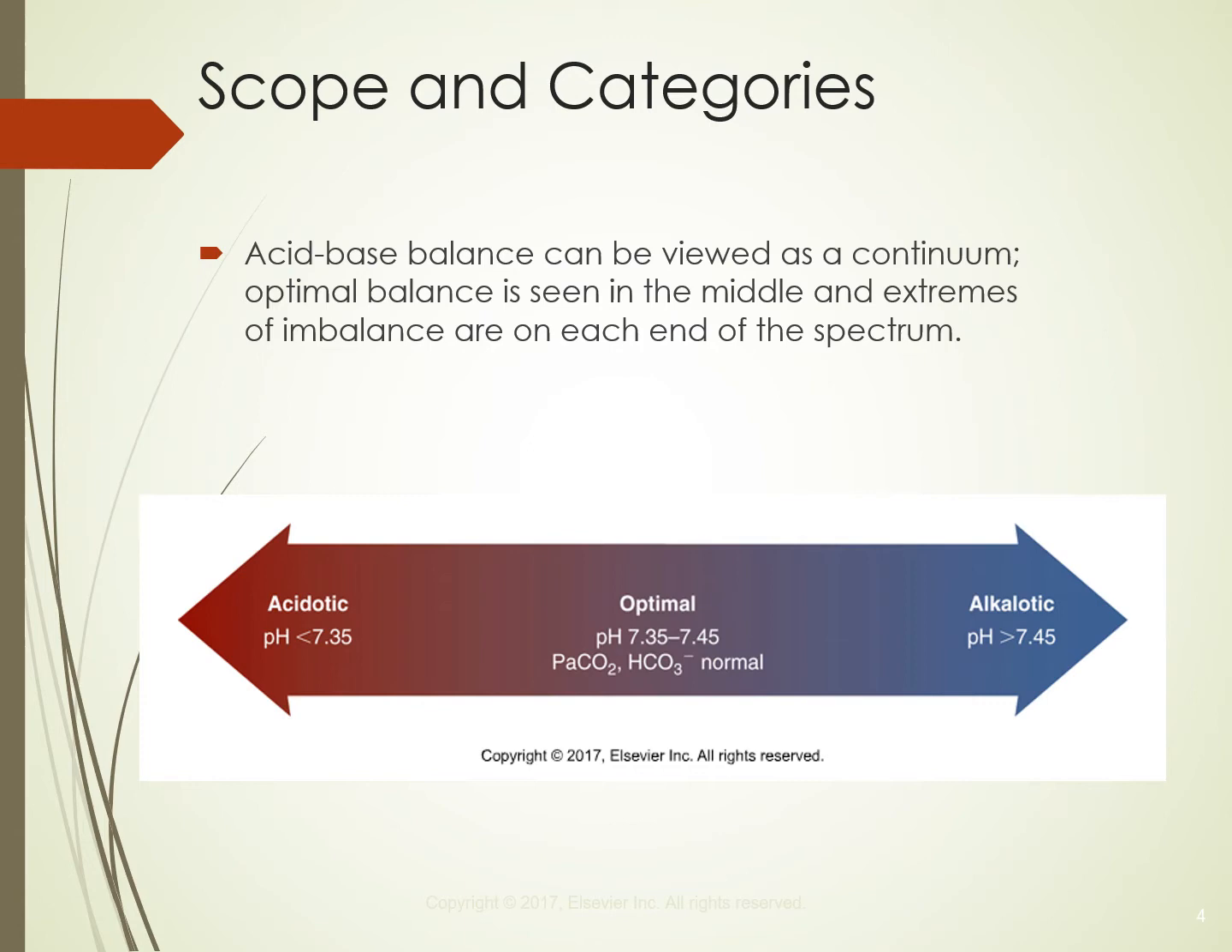The scope of concept: acid-base balance can be viewed as a continuum. Optimal balance is seen in the middle, and extremes of imbalance are on each end of the spectrum. As you can see from the arrow, optimal pH is 7.35 to 7.45. The PaCO2 and the HCO3 are normal. Acidotic is pH less than 7.35. Alkalotic, to the right of the arrow, is pH greater than 7.45.